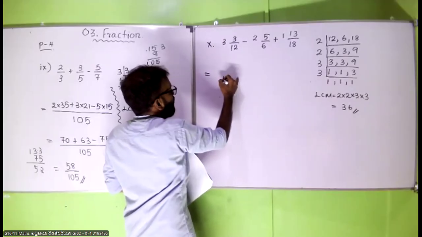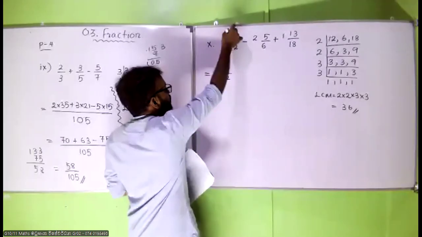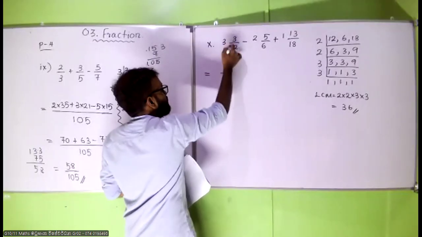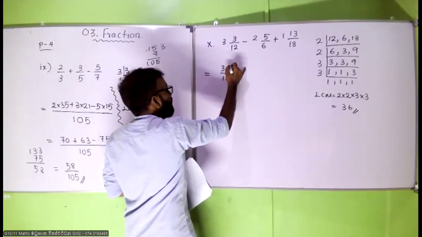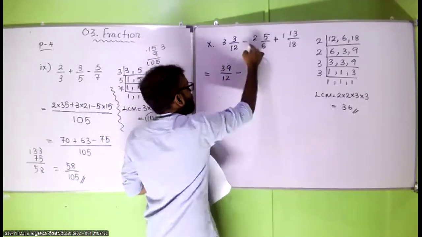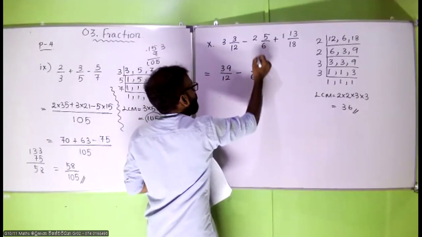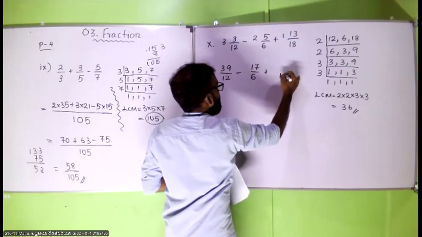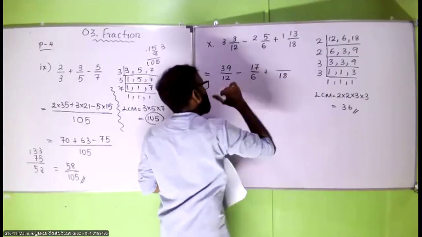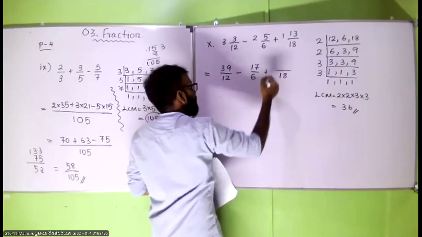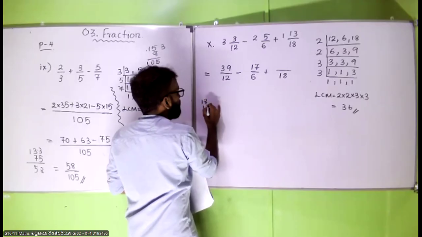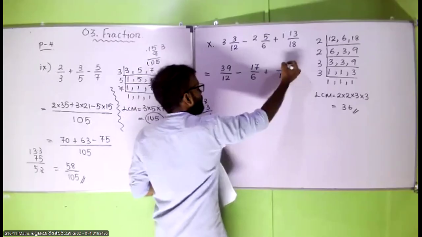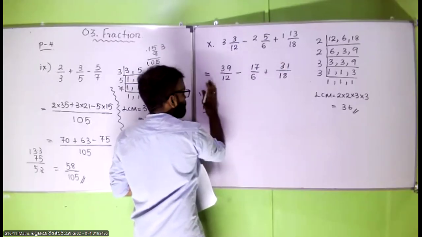Right. First of all, I will convert these mixed numbers into improper fractions. 12 times 3, 36. 36 plus 3, 39. Right. 6 times 2, 12. 12 plus 5, 17. Here 18 times 1, 18. 18 plus 13, 31.